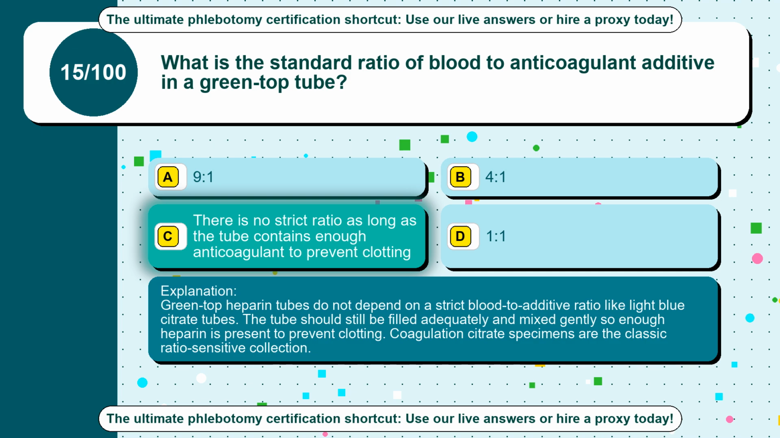Green top heparin tubes do not depend on a strict blood-to-additive ratio like light blue citrate tubes. The tube should still be filled adequately and mixed gently so enough heparin is present to prevent clotting. Coagulation citrate specimens are the classic ratio-sensitive collection.